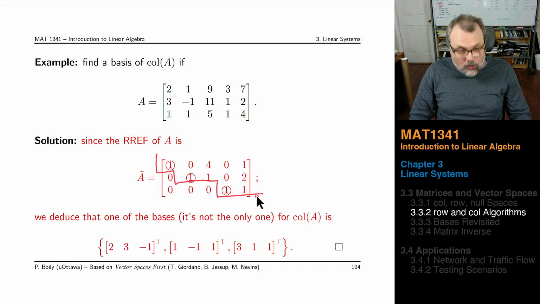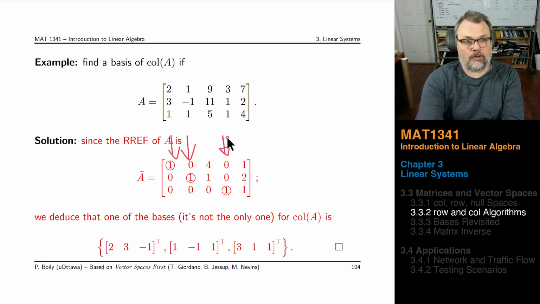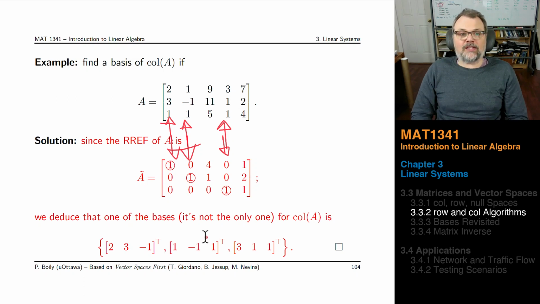Where are the leading ones? First, second, and fourth column. So then I go back to the original first, second, and fourth column, and these would form a basis for the column space of A. 2, 3, minus 1; 1, minus 1, 1; and 3, 1, 1.